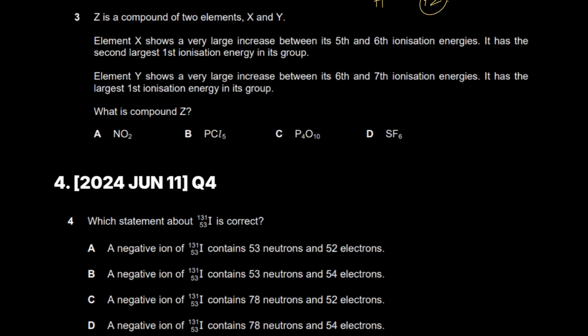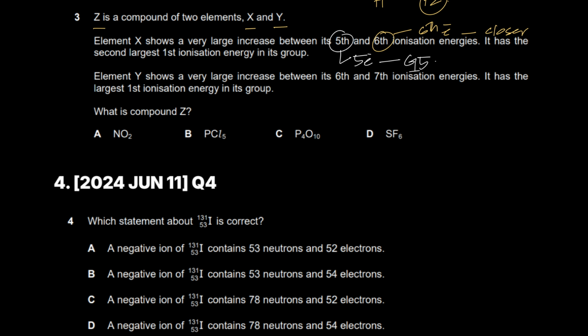Next, Z is a compound of 2 elements X and Y. So Z is made up of one element called X and the other element called Y. Element X shows a very large increase between the 5th and the 6th ionization energy, which means that the 6th electron is removed from a shell closer to the nucleus. That in turn means what? That X has 5 electrons in its outermost shell. So therefore it's going to be in group 5 or group 15. That's what I can safely deduce, right?